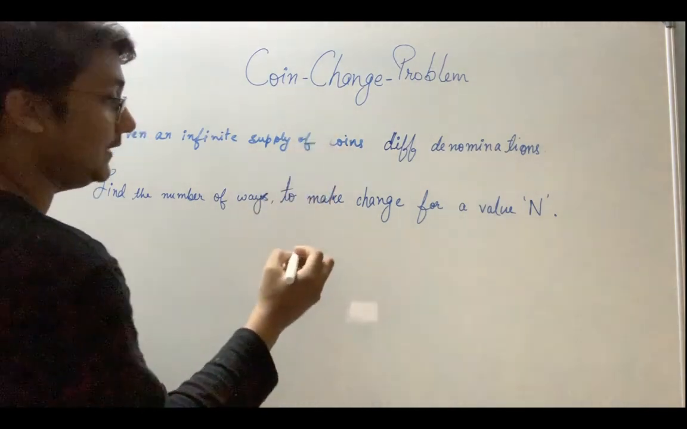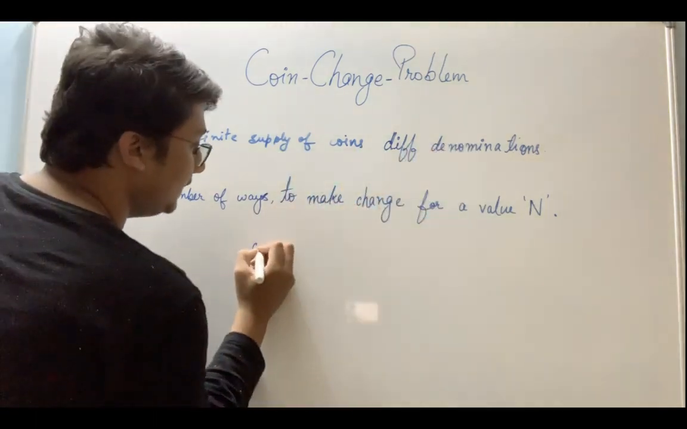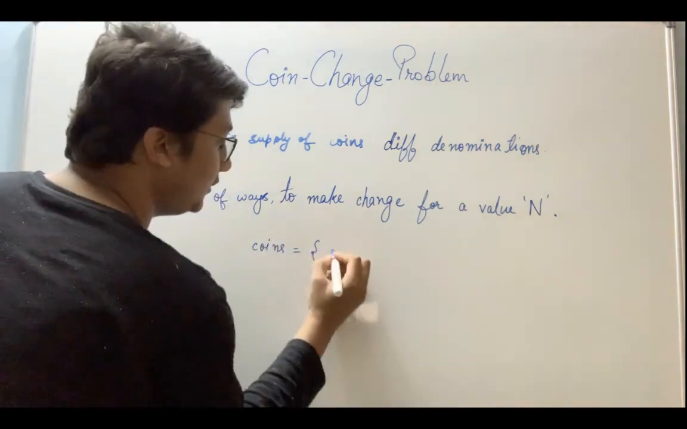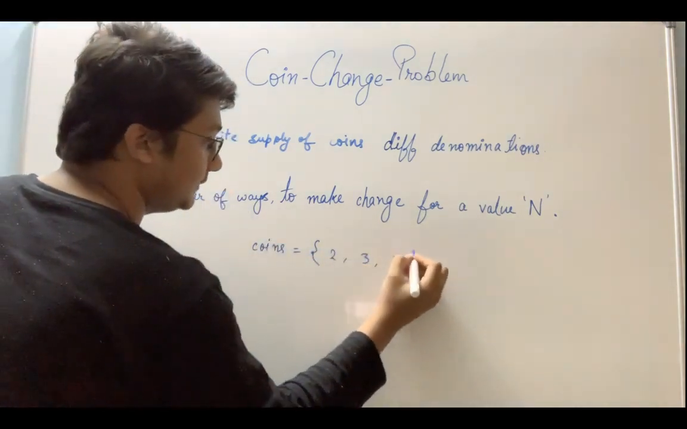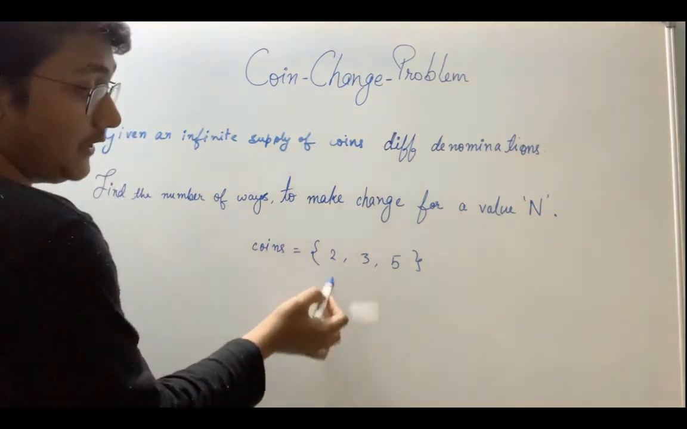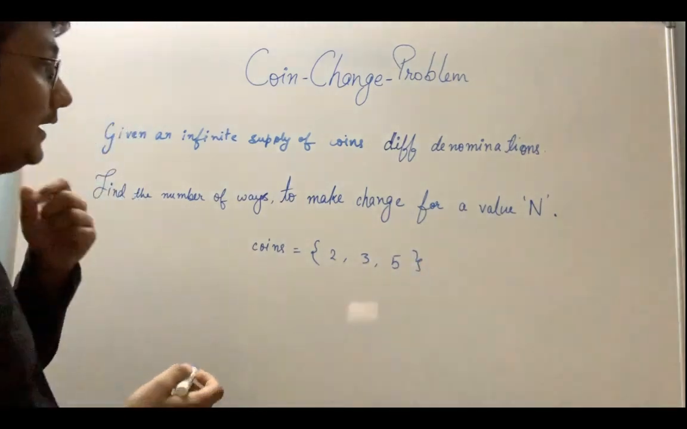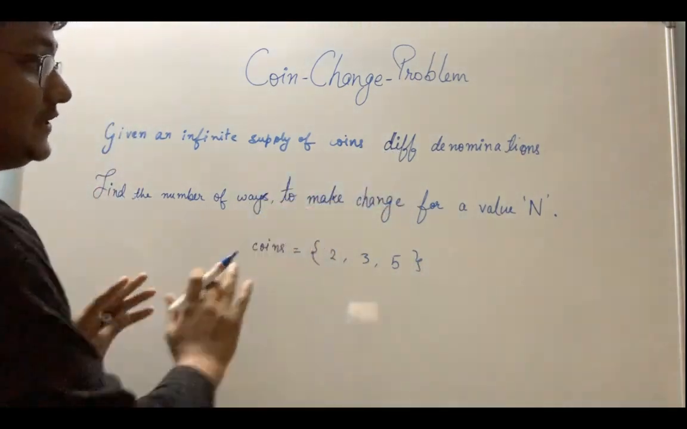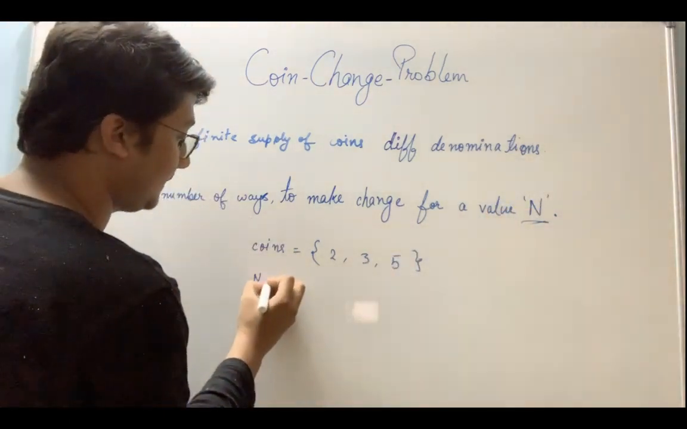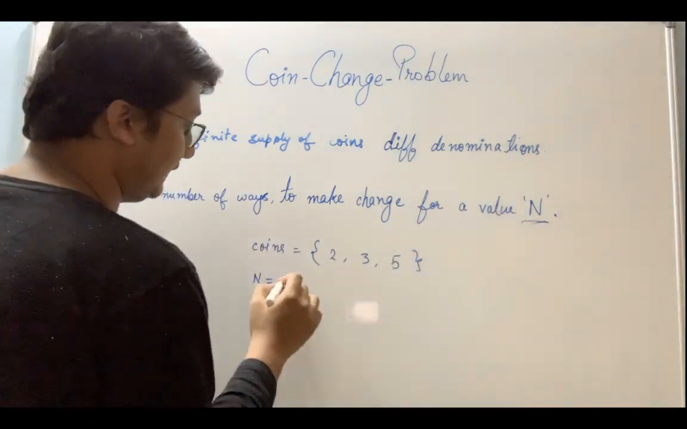What it says is you have an infinite supply of coins of different denominations. It means you have a set of coins which has different denominations. Let's take 2, 3 and 5 for example, and you have an infinite supply of each of these coins, which means you have an infinite number of coins of denomination 2, of denomination 3 and so on. Along with that, it also says that you have to make change for value n. So this is also an input parameter to your problem. Now this n could be a positive integer. Let's say in our case it is 7.